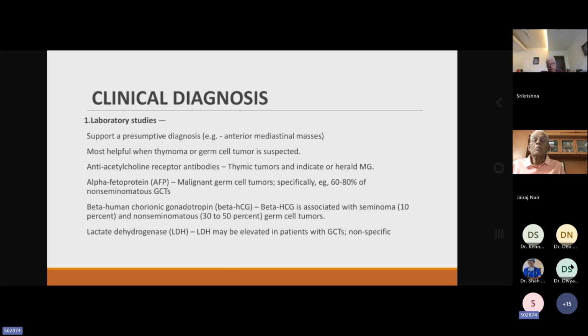Alpha-fetoprotein is positive in malignant germ cell tumor, specifically for 60 to 80% of non-seminomatous germ cell tumors. Beta human chorionic gonadotrophin, beta HCG, is associated with seminoma only in 10% of the cases and 30 to 50% of the non-seminomatous germ cell tumors. Lactate dehydrogenase may be elevated in patients with germ cell tumors, which is non-specific.